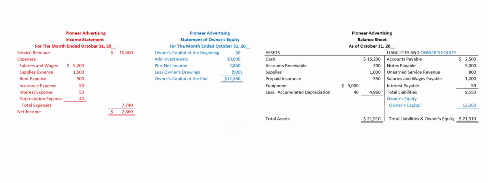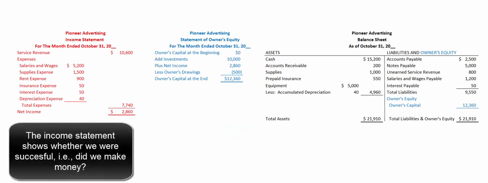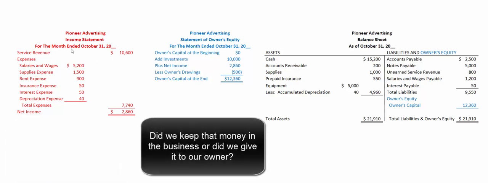So remember, the whole point of financial accounting is to prepare financial statements so we can tell the world how we did. We'll prepare an income statement that tells the world whether we were a success. Did we make money last year or did we lose money last year? We'll have a statement of owner's equity that says if we made money, did we keep it in our business or did we pay it out to our owners?